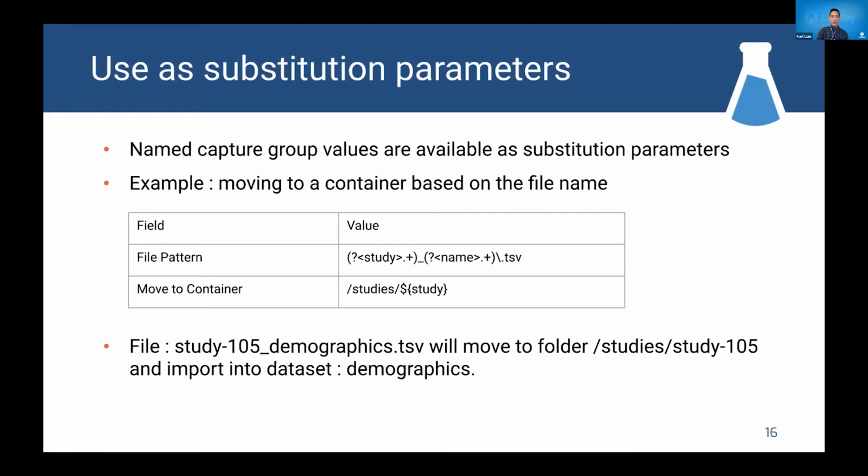And so then if you have this move to container configuration, it's using the name capture group study as part of the folder path. And so if we look at this file that we intake, it's going to grab that first part and move it to the folder studies/study-105 and import it into the demographics data set. A similar example is on our website and on the docs page as well.